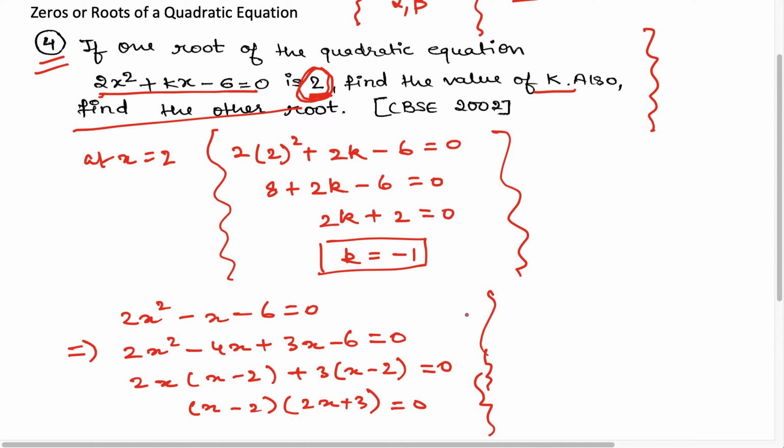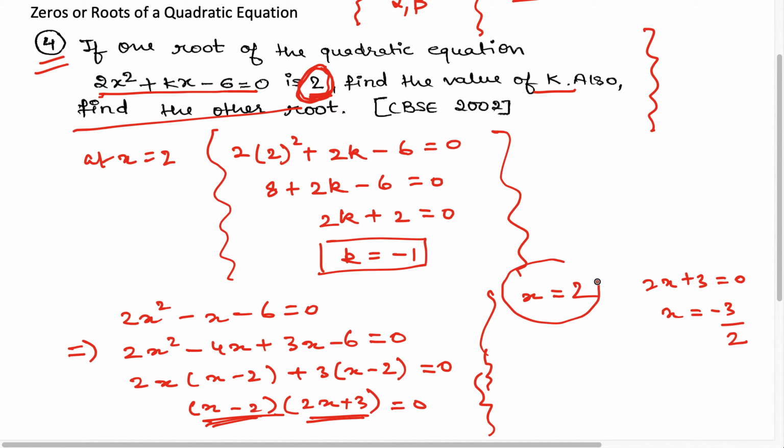Now look here very carefully. If I equate this part to 0, what do I get? x equal to 2. If I equate this part to 0, I get 2x plus 3 equal to 0, or x equal to minus 3 by 2. Now you see, one root is 2, which is already given to me in the question. And the other root is minus 3 by 2. So this is the solution.